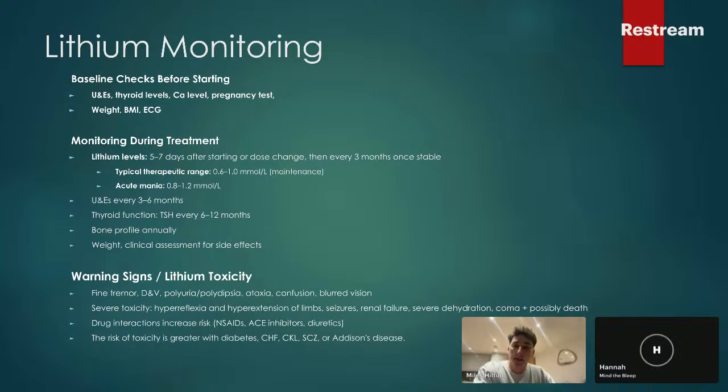In terms of warning signs, you'd want to be looking for any signs of lithium toxicity. This can range. A more mild form of lithium toxicity could be a fine tremor, diarrhea and vomiting, polyuria, polydipsia, ataxia, confusion, or blurred vision. On the more severe side of lithium toxicity, you'd be looking at hyperreflexia, hyperextension of limbs, seizures possibly, renal failure, severe dehydration, coma, and possibly even death. So it can be lethal, lithium toxicity. So it is worth looking out for, as well as regularly monitoring.